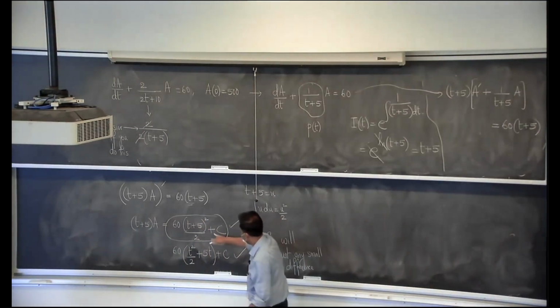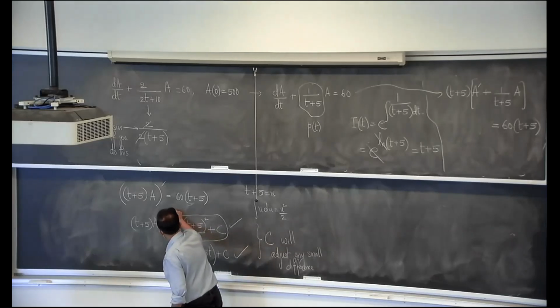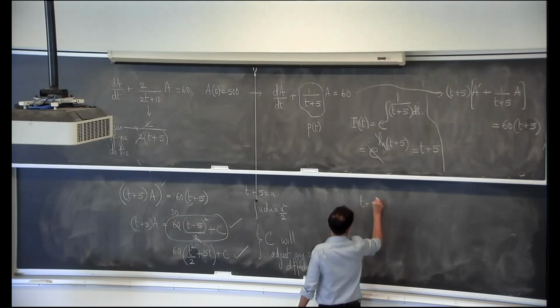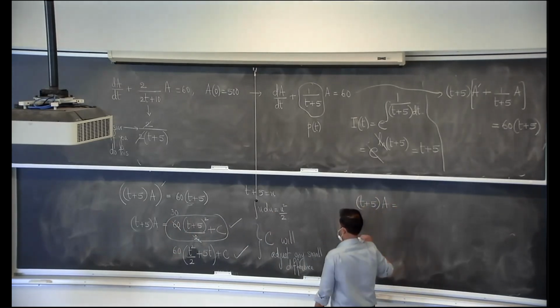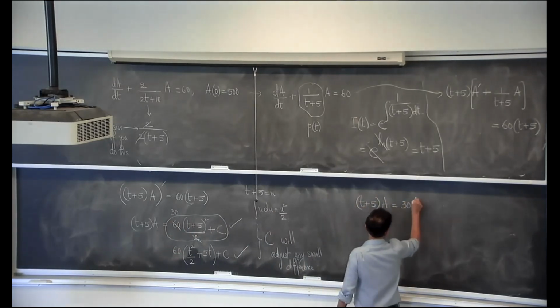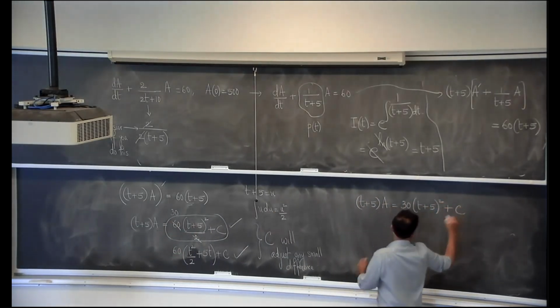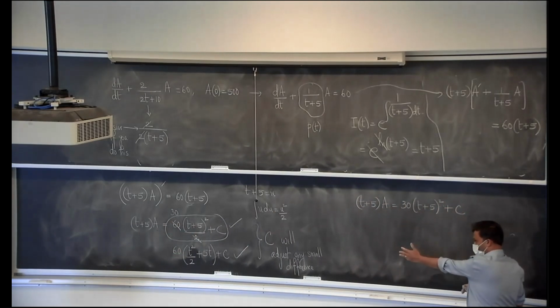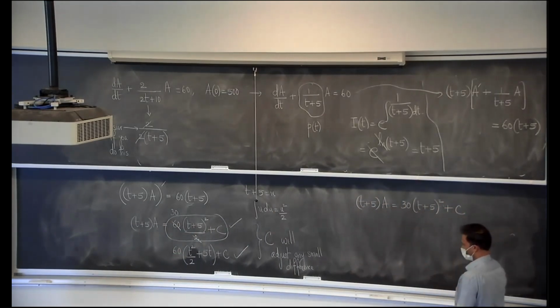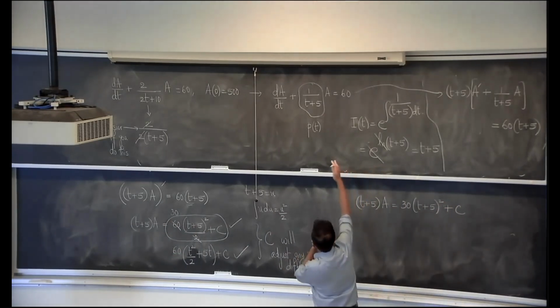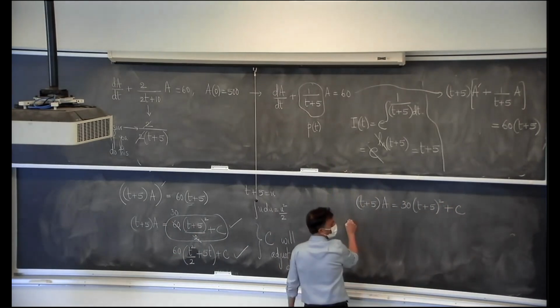So I'll just stick to the first one. 60 over 2 is 30. So we have t plus 5 times A equal to 30 times t plus 5 whole squared plus C. Okay. Now, if you prefer to do the second one, there's nothing wrong about it, but your C will look different. A of 0 is 500.